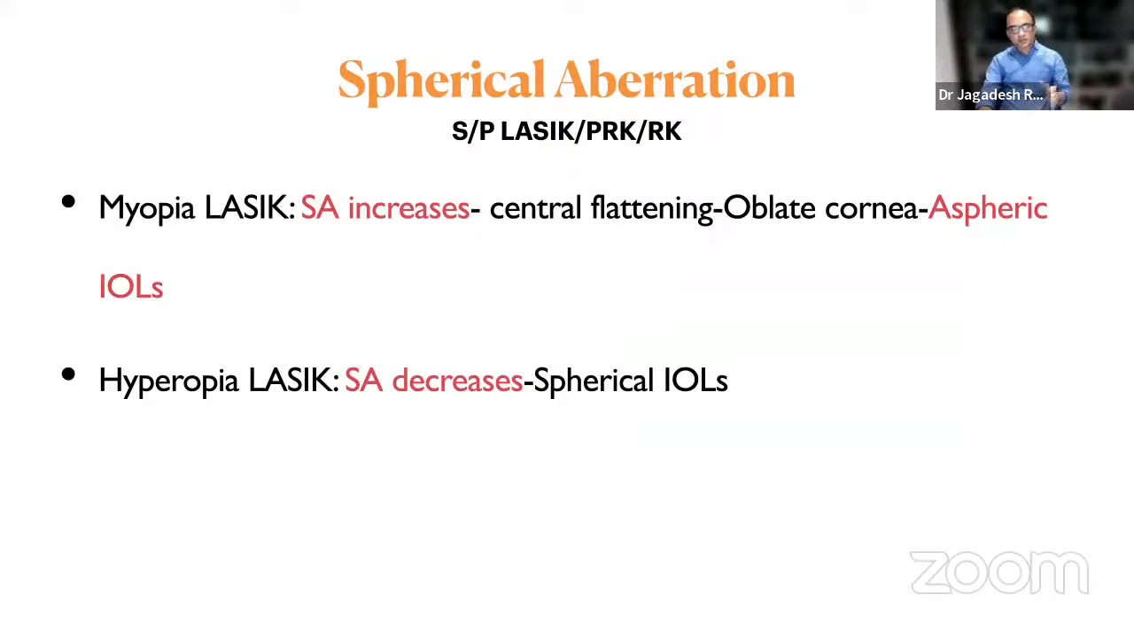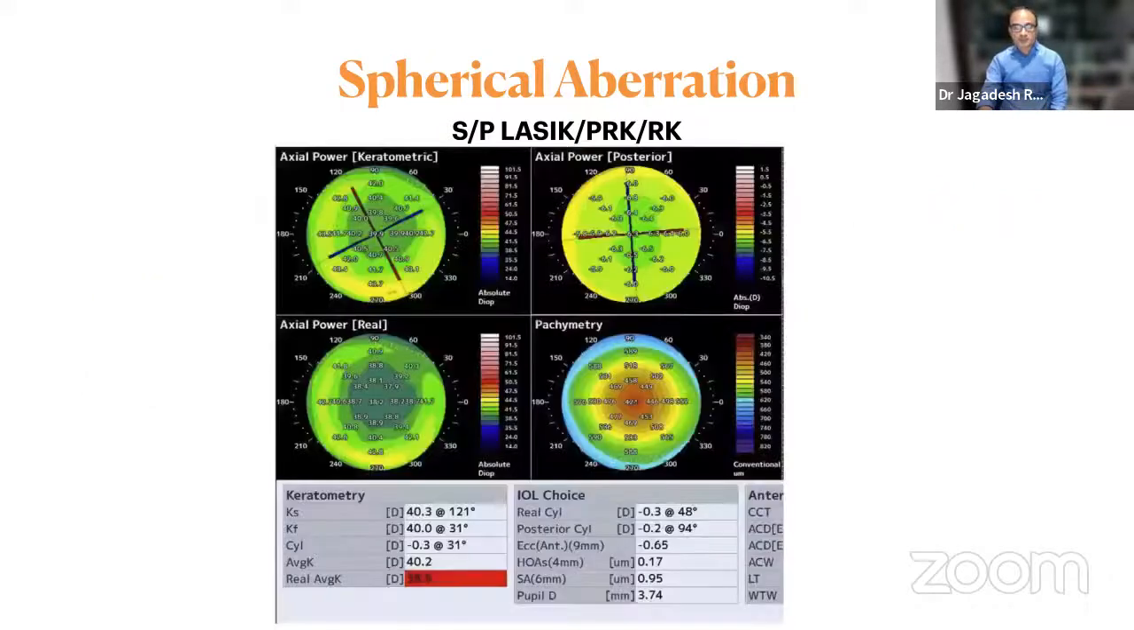Let's look at what happens post-refractive surgery. After myopic LASIK, the spherical aberration increases because of the central flattening, and hence aspheric IOLs with some amount of negative asphericity would help in improving the quality of vision. Whereas in hyperopic LASIK, the spherical aberration decreases. Here, I think spherical IOLs would be a better choice.